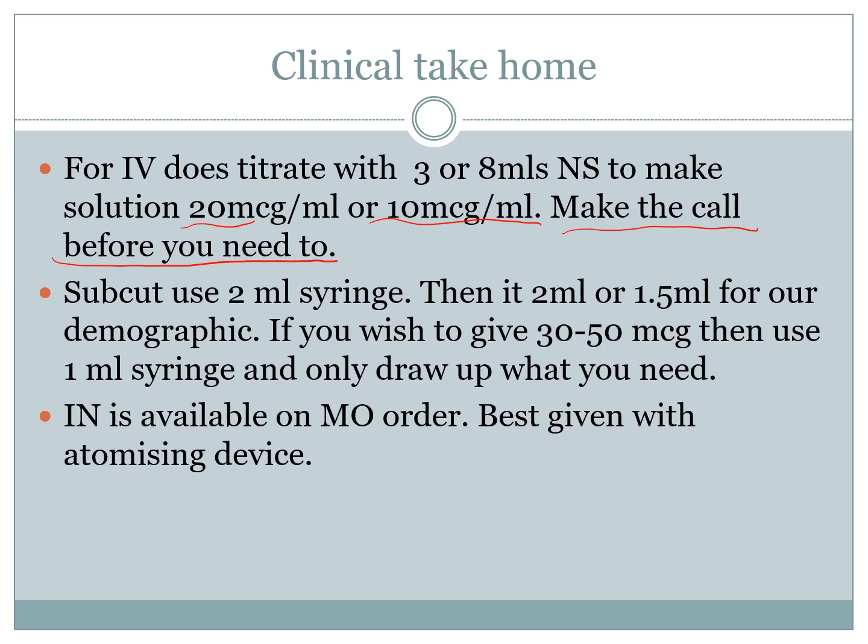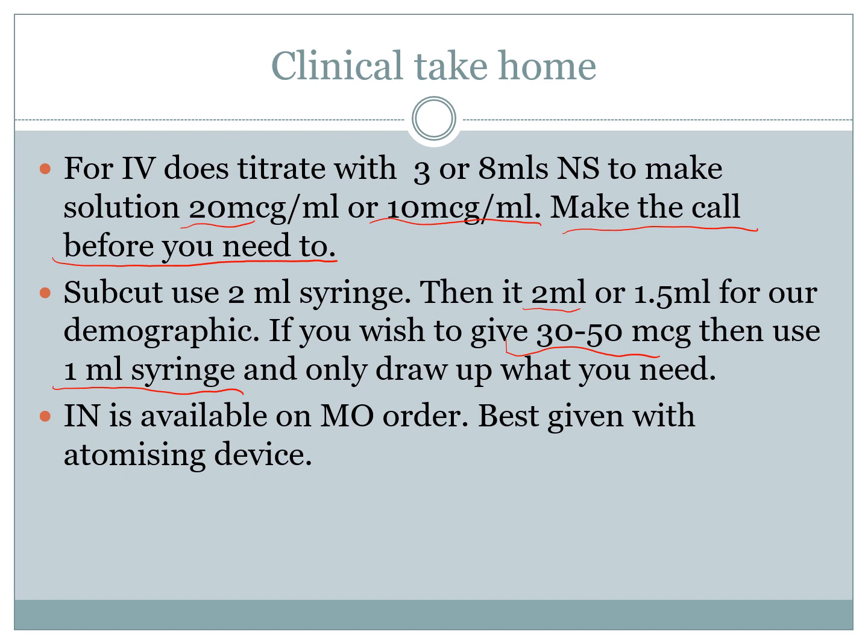And when we're giving it by the subcut route, it's best to use a 2 ml syringe for our demographic. So we're dealing with a young, healthy demographic. Use a 2 ml syringe, draw up the whole 2 ml, then you can either give the full 2 ml, which is your 100 micrograms, or 1.5 mils, which is your 75 micrograms, and that's pretty much what you'll use for our demographic. Now, if you want to lower the dose because you're dealing with a different demographic and you want to give between 30 and 50 or less, then it's best to use a 1 mil syringe and only draw up what you need.